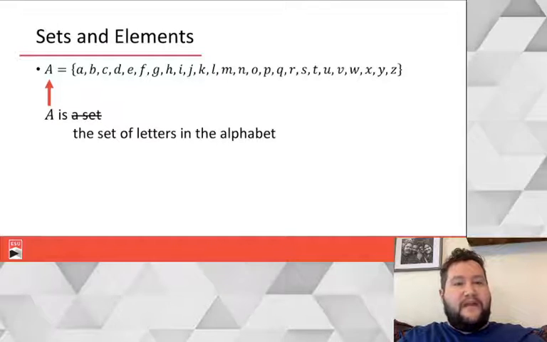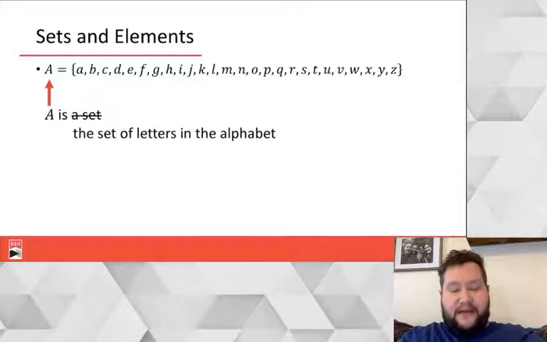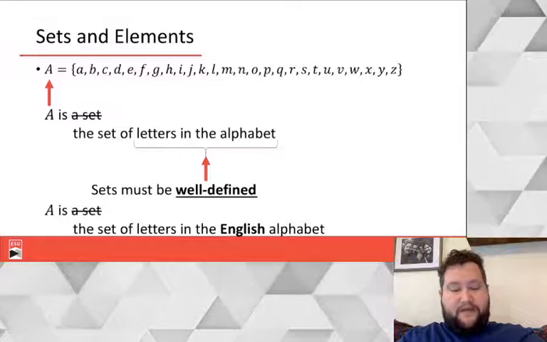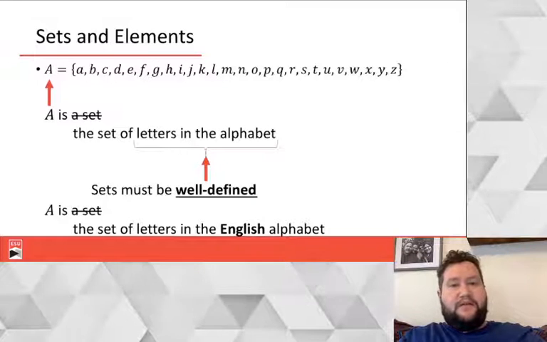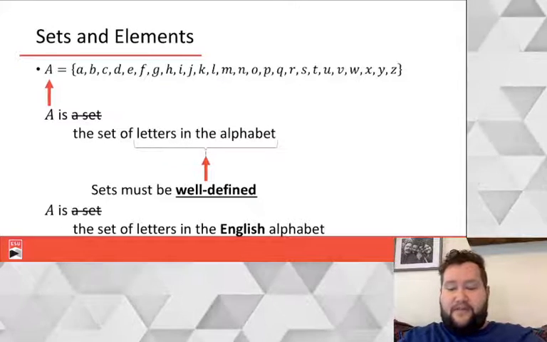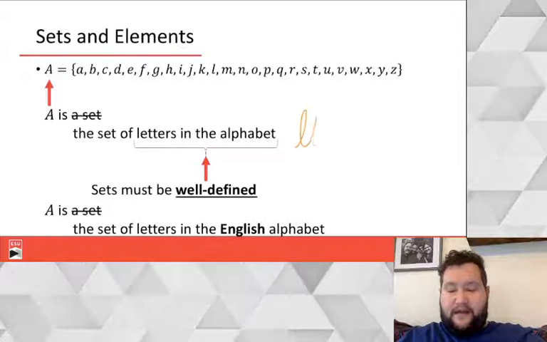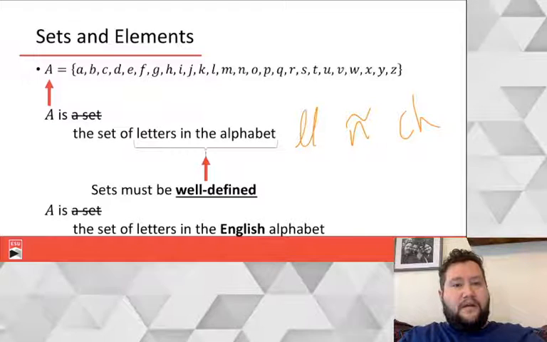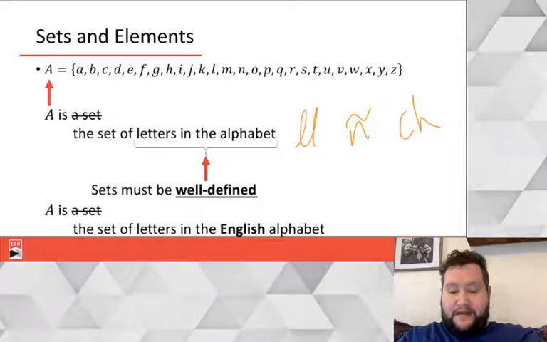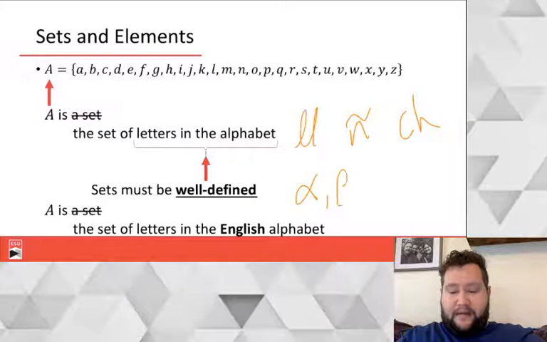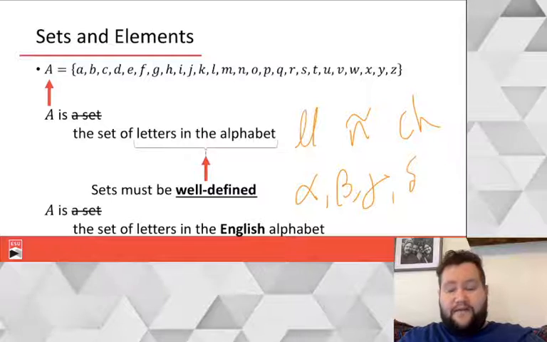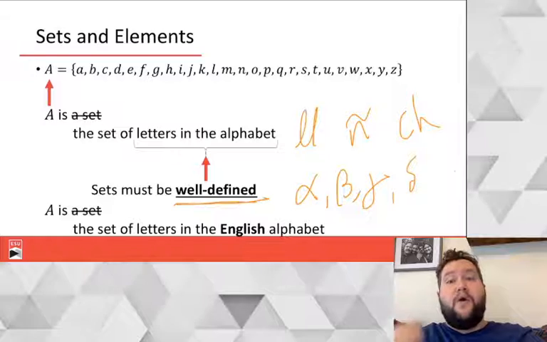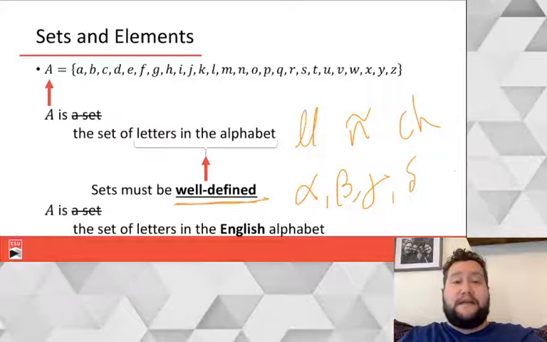And A isn't just any old set, it's the set of letters in the alphabet, but not just the alphabet, it's the English alphabet. If we just said the alphabet, you might ask, do you mean the English alphabet, or the Spanish alphabet, which has our Ñ and our Ch? Or what if we were talking about the Greek alphabet, alpha, beta, gamma, delta? There are lots of other alphabets. So sets need to be well defined. It needs to be clear what is in the set and what isn't in the set.